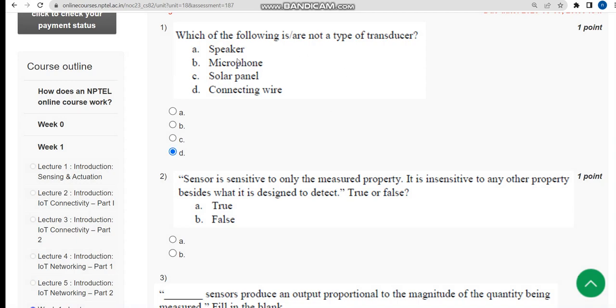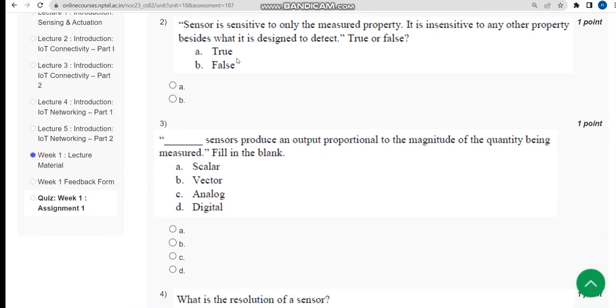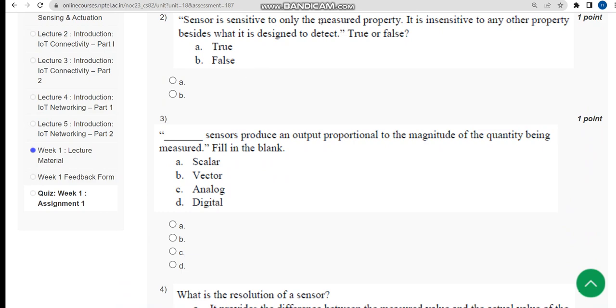Moving on to the second question. A sensor is sensitive to only the measured property. It is insensitive to any other property besides what it is designed to detect. Here, it's not directly given in the lectures, so I think it is also true. The statement is true, so mark option A.